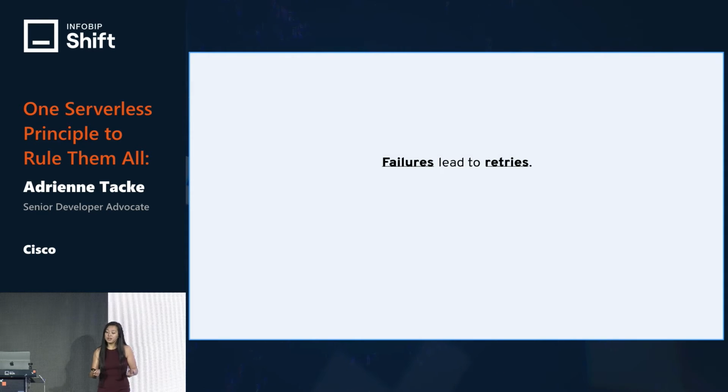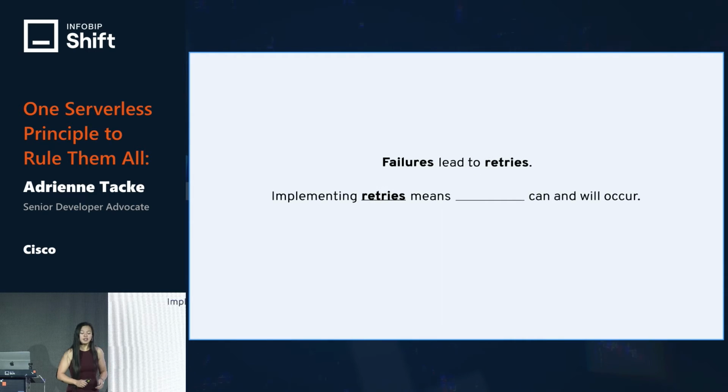And so knowing this fact, knowing that failures are always going to occur, Werner Vogels said it himself from AWS, and knowing that retries are going to be a common possible solution to a failure, then we know that implementing those retries means that duplicates can and will occur.